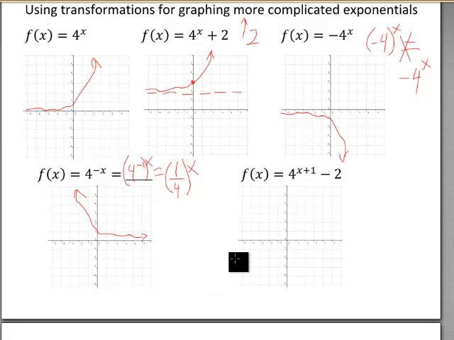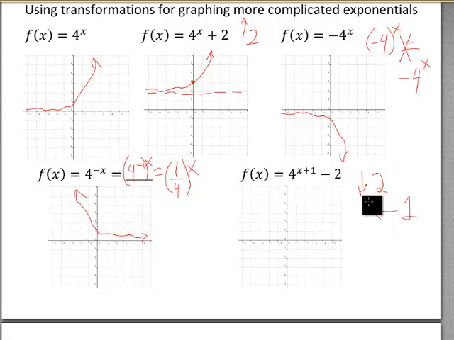Okay, so the last thing we have then is this function. This one actually has two transformations. One, we're subtracting 2 from the output, so that's a shift down 2. We're also adding 1 on the input. So that means we go to the left 1. Don't forget that horizontal shifts are sort of counterintuitive. So since we're adding, we go to the left.